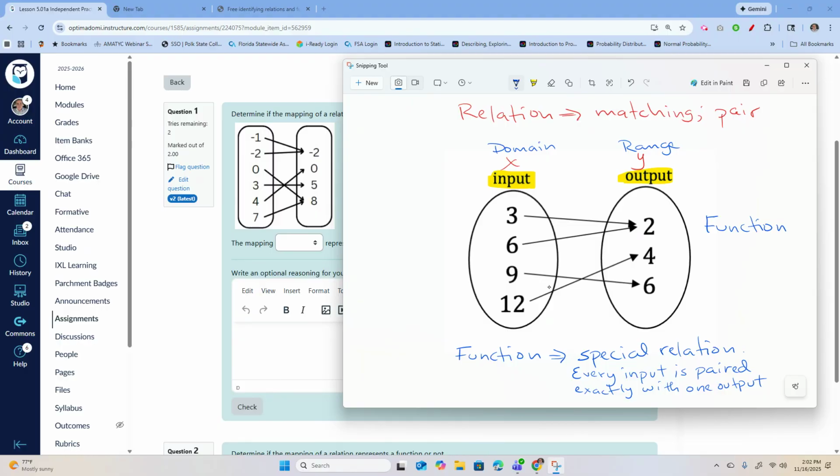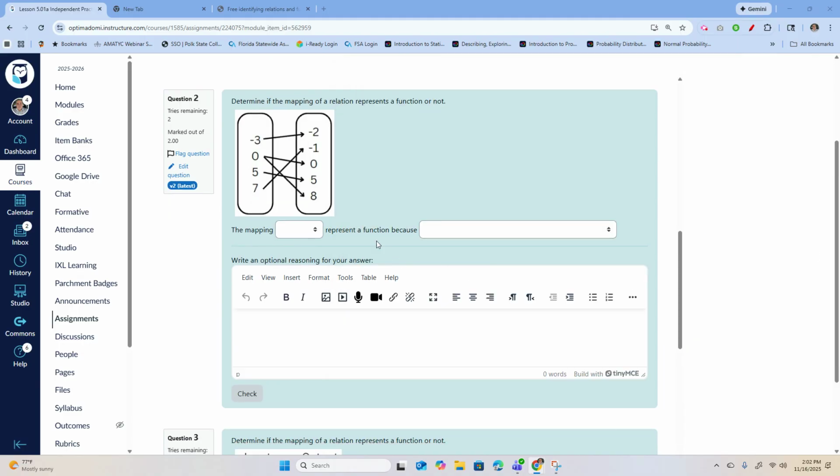Or here's a trick. Do you see any X repeated or any input value repeated? No. When you don't have any X value or any input value repeated, then most likely it is going to be a function. Okay, and that's the whole idea of problem number one. Let's go to problem number two, which is similar. So here's problem number two. Again, I'm going to do a similar one.